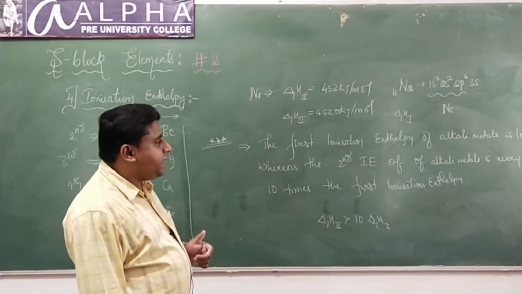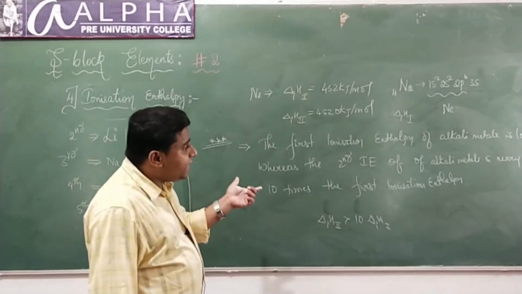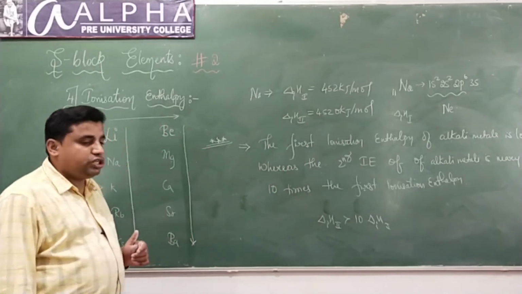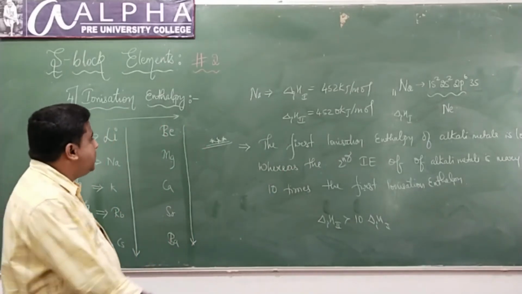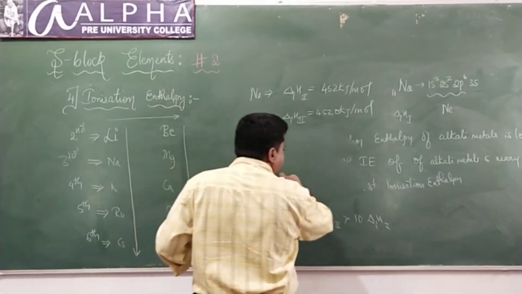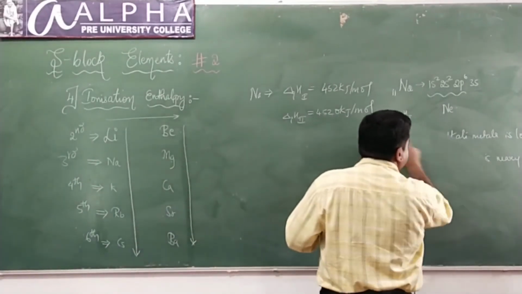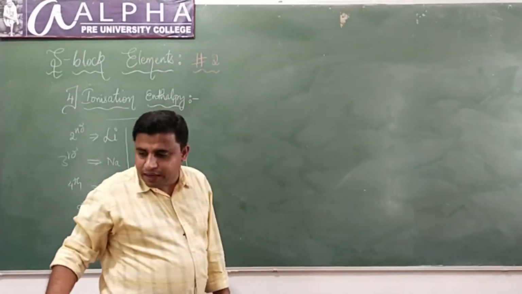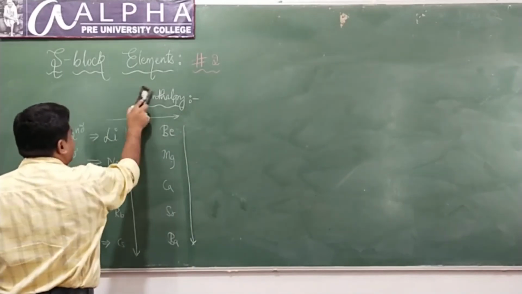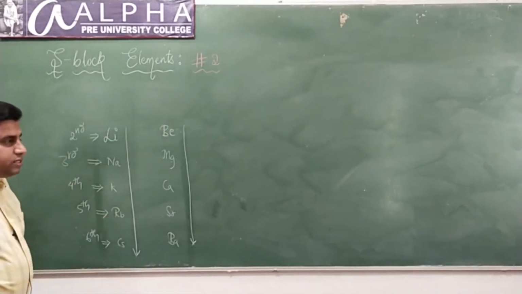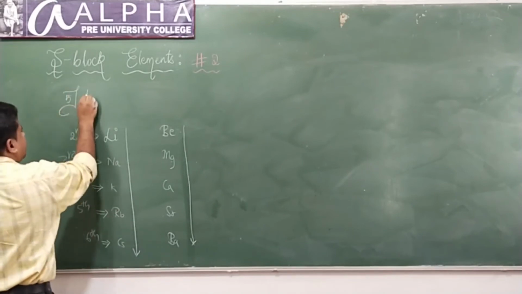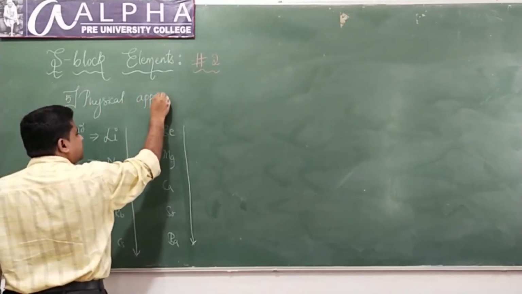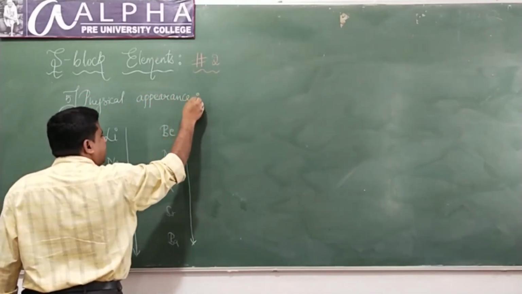The first ionization enthalpy of alkali metals is low, whereas the second ionization enthalpy is nearly 10 times the first ionization enthalpy. Clear? Now let us move on to the next physical property. What is it? Physical appearance. The next physical property that I am talking about here is physical appearance.